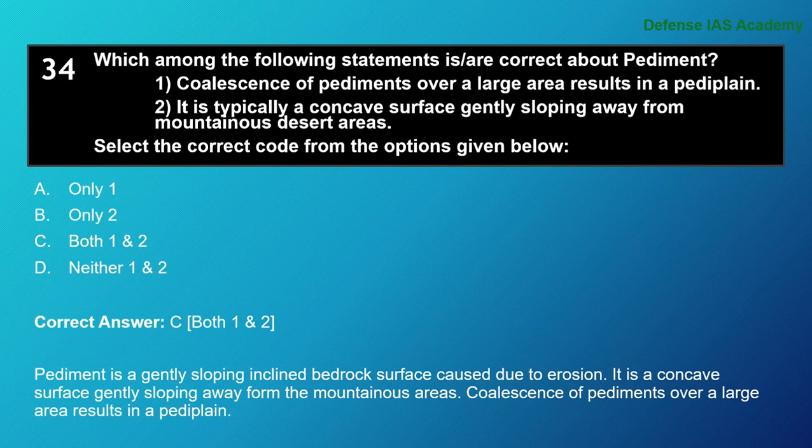It is a concave surface gently sloping away from the mountain areas. The coalescence of pediments over large areas results in a pediplane.